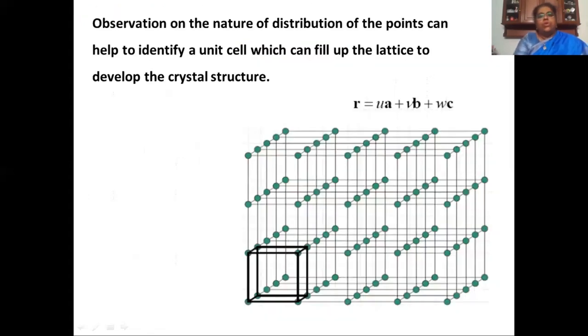So now you move on to 3-dimensional picturization. When you visualize this 3-dimensional distribution of atoms, to recollect, what is a lattice? A periodic distribution of points is the lattice. When the basis is fixed on these periodic points, what you get is a crystal structure. This basis which is placed at every lattice point can be a single atom, 2 atoms, or a group of atoms. But whatever you place at the periodic points should be maintained throughout.